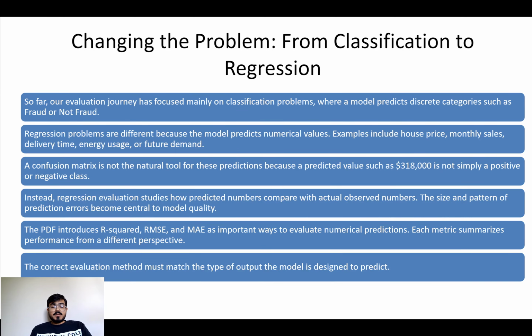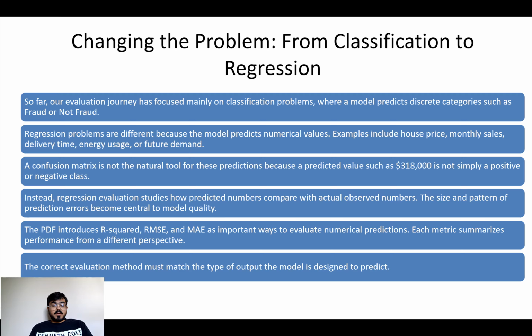So far in this three video series, almost everything we have discussed has focused on classification problems. In classification, a model predicts categories such as fraud or not fraud, spam or not spam, and disease or no disease. Now we are moving to a different type of machine learning problem called regression. Unlike classification, a regression model predicts a numerical value instead of categories. For example, a regression model can predict the price of a house, the monthly sales of a business, the delivery time for an order, or the future demand for a product.